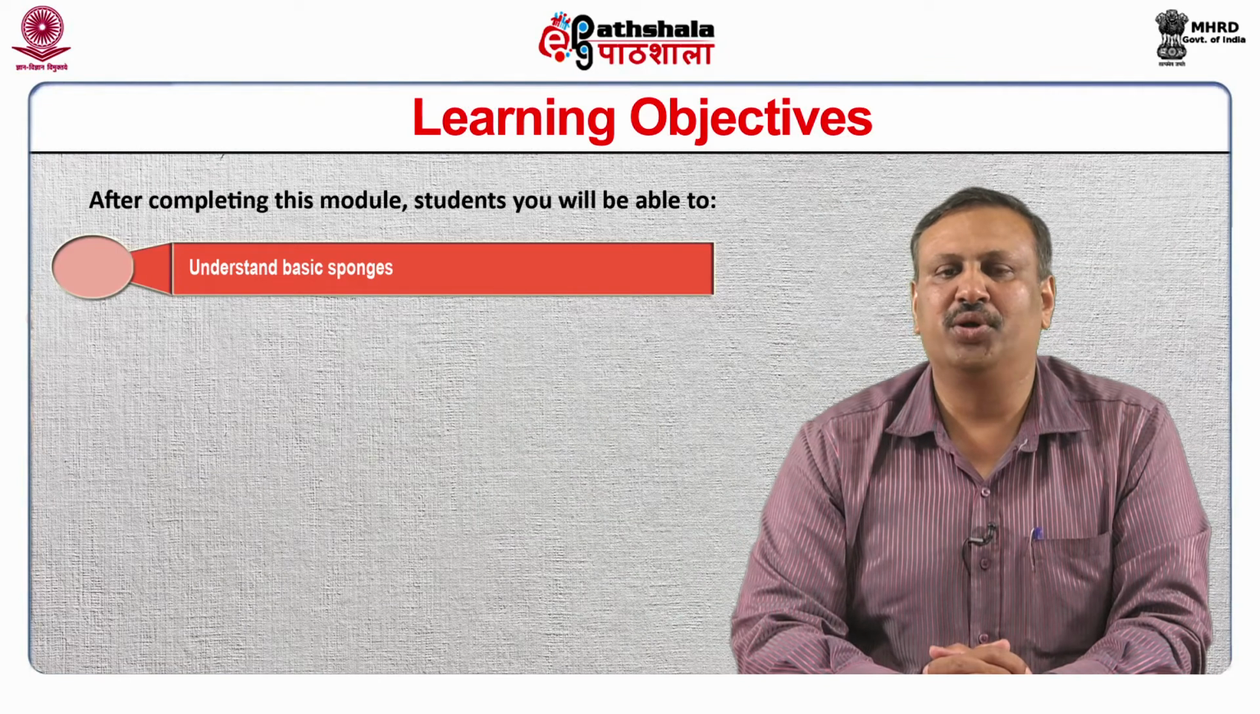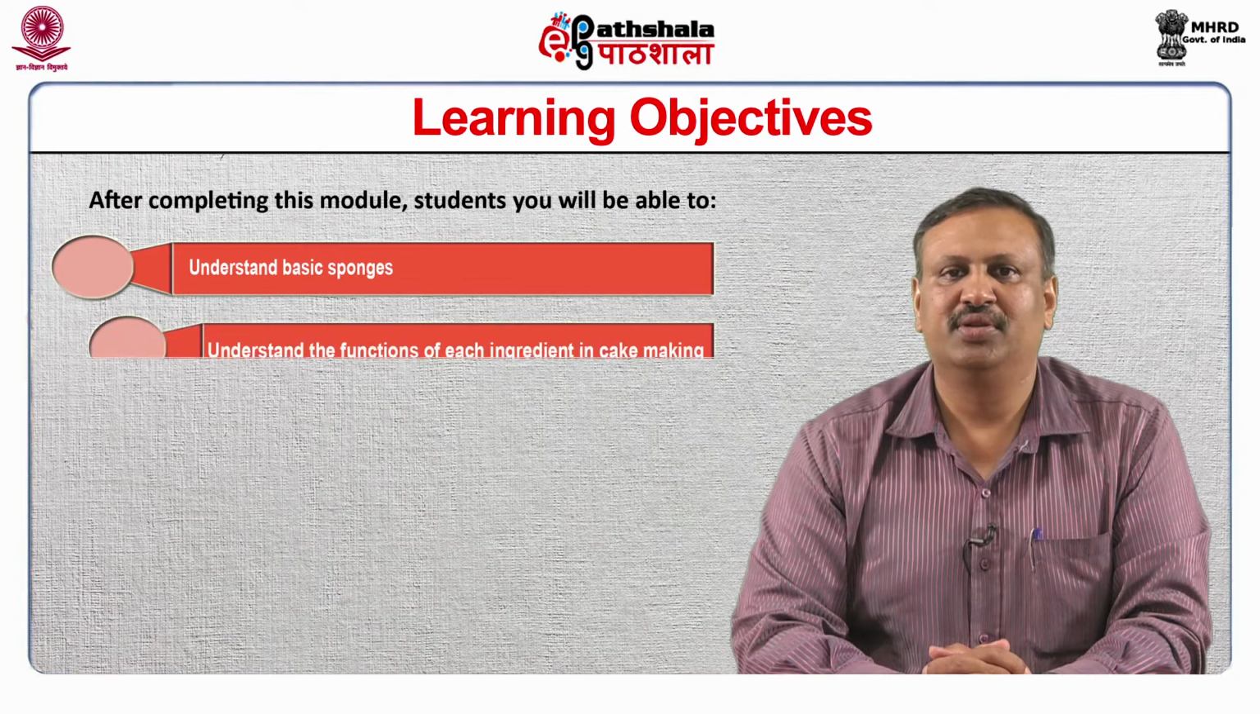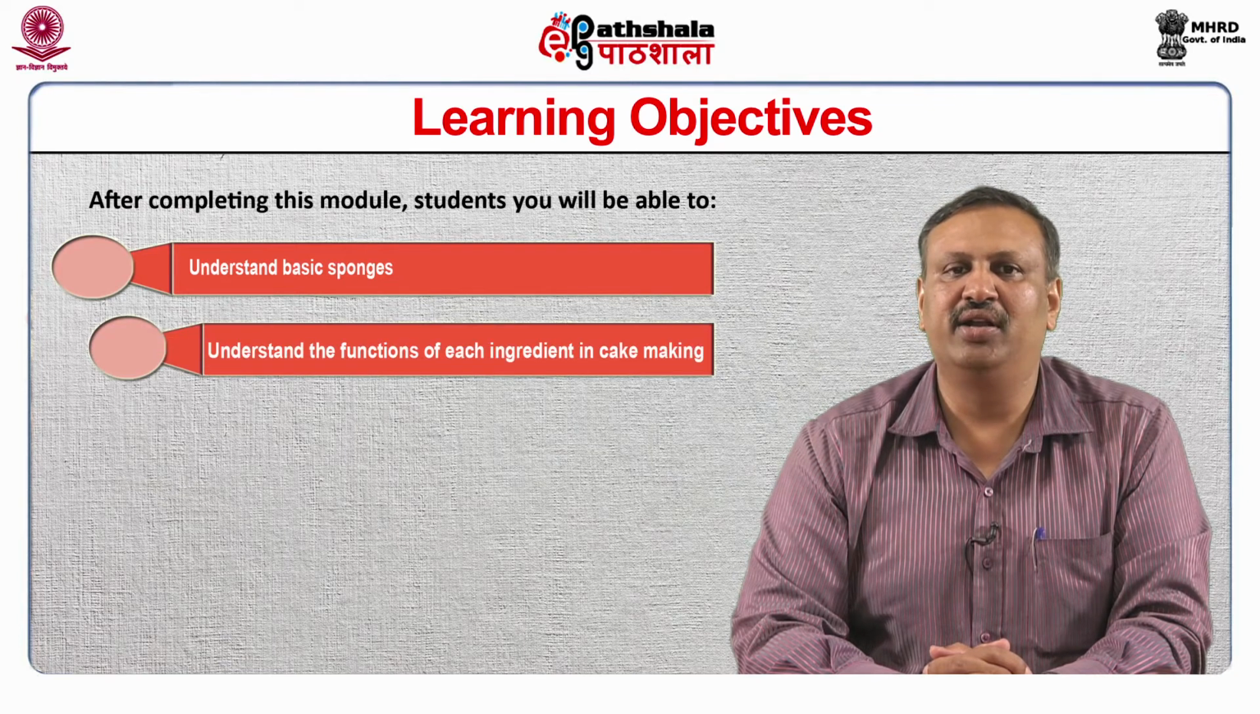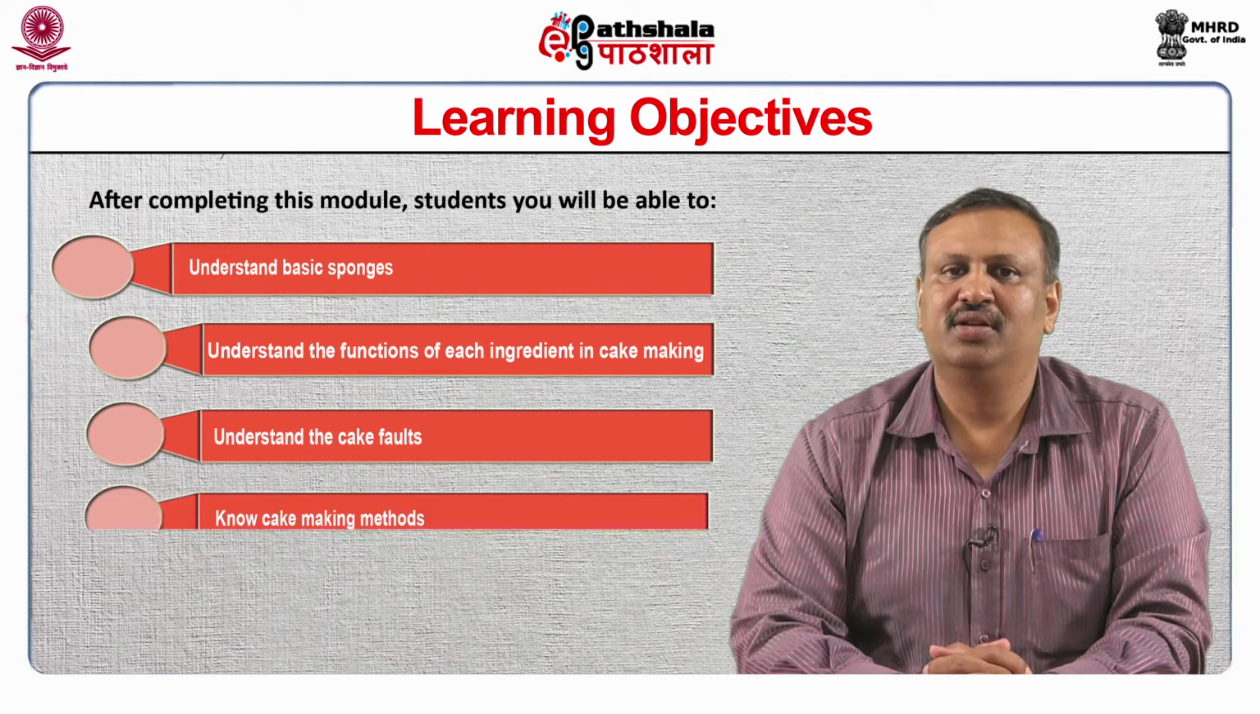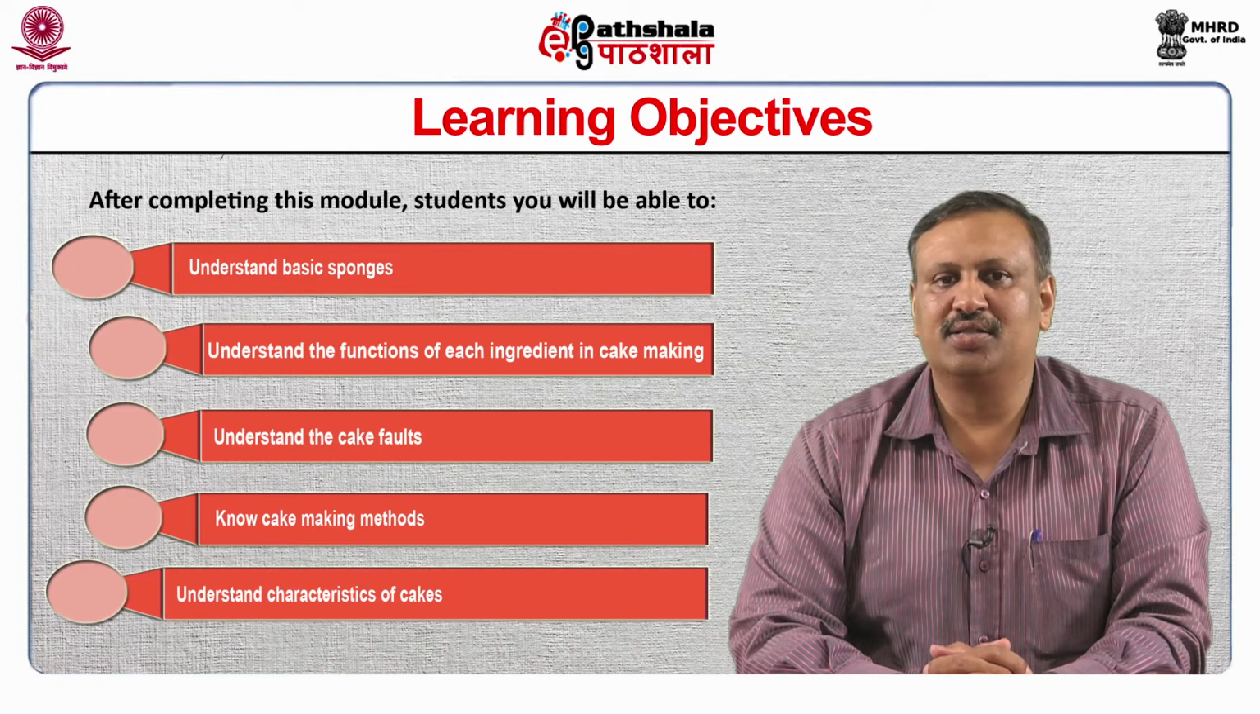Now, I will be taking a module on basic sponges and cakes under the paper titled Food Production Operations and Management. After the completion of this module, the learners can understand basic sponges, the functions of each ingredient in cake making, the cake faults, cake making methods, the characteristics of cakes, and balancing of cake formula.